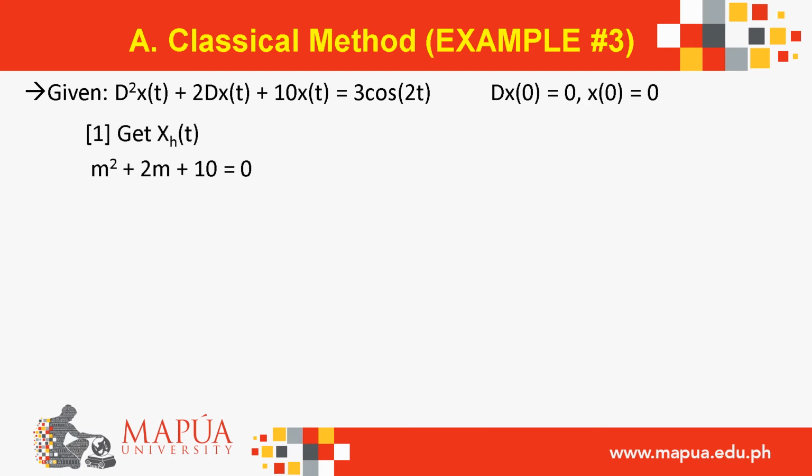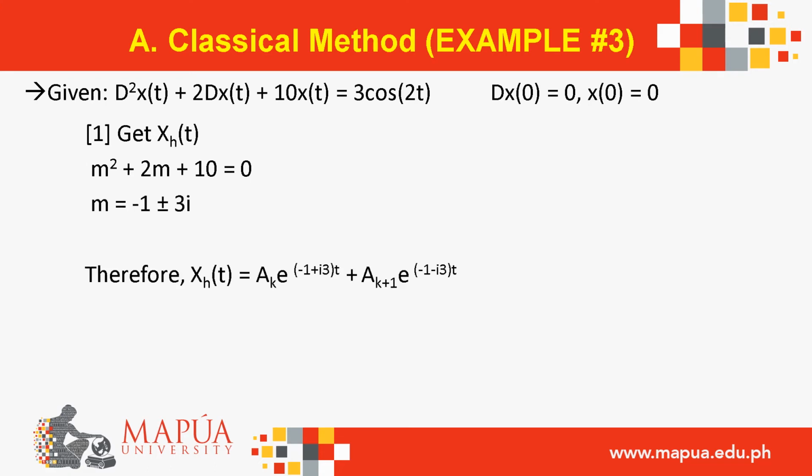First step, get the homogeneous solution of the given equation. It can be done by substituting the value of the primes by m, obtaining m squared plus 2m plus 10 is equal to 0. Using the quadratic formula, we will obtain the roots negative 1 plus or minus 3i. Therefore, the homogeneous solution is equal to a sub k e raised to negative 1 plus 3i multiplied by t plus a sub k plus 1 e raised to negative 1 minus 3i multiplied by t.